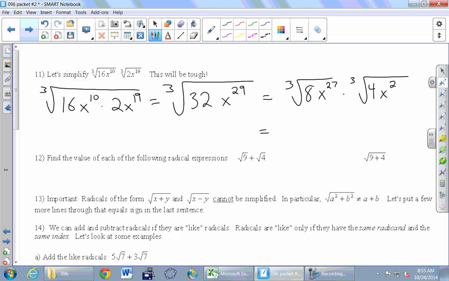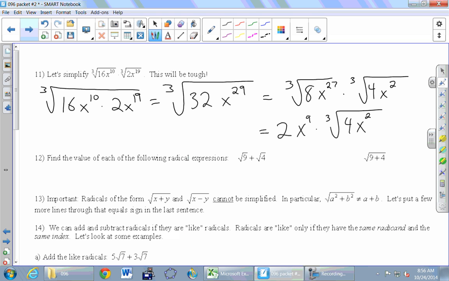And let's finish here. The cube root of 8 is 2. Cube root x to the 27, what do we do with the powers? We divide, and we get x to the 9, right? Divide. And then I'm just going to copy the rest of it. And that's the end of that problem. Because again, the cube root of 4 is not anything nice, so we can't simplify it. And the cube root of x squared is also not anything nice. So we split into 2 radicals, nice stuff in the front, whatever's left over in the back. We simplify the nice stuff, and you just copy what's in the back.